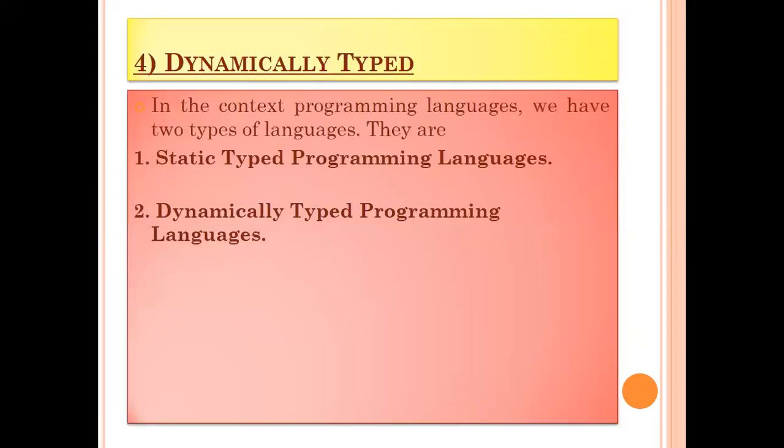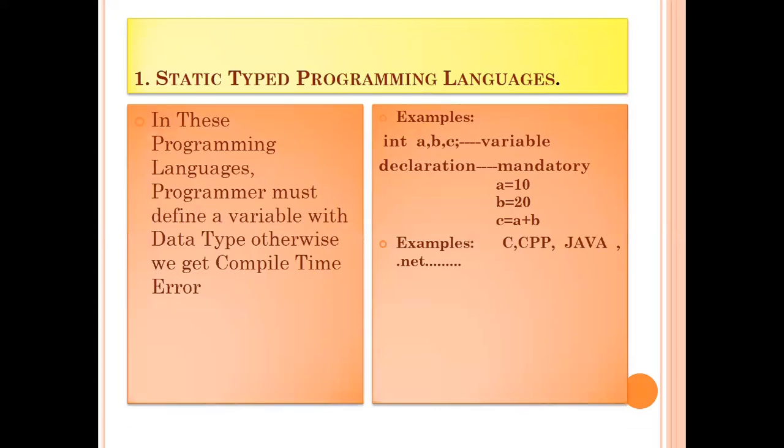Now, dynamically typed language. There are two types of language: one is static type programming language and the second is dynamically typed programming language. What do we understand by static type and dynamically typed? Static types are those in which the programmer needs to define a variable with a data type. Otherwise, we'll get a compile error.